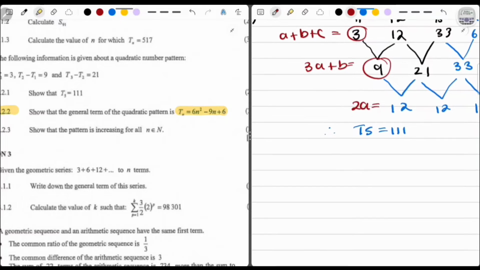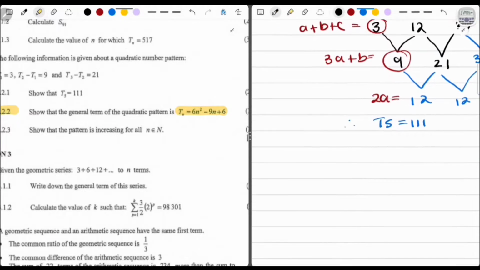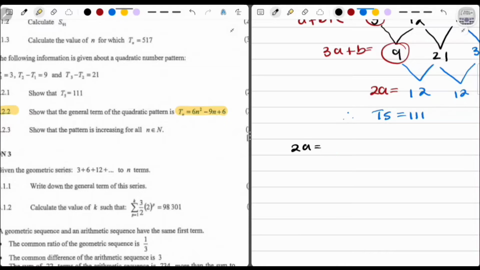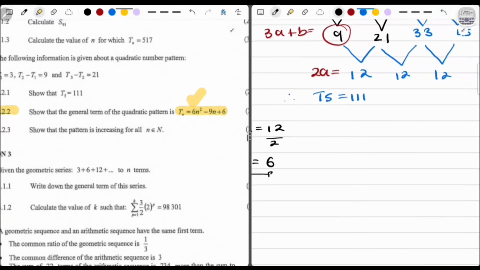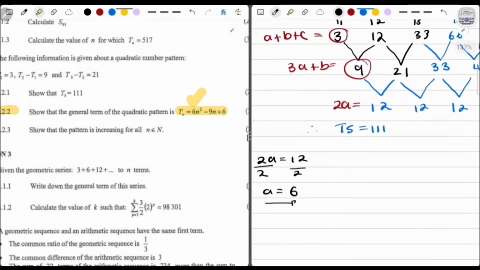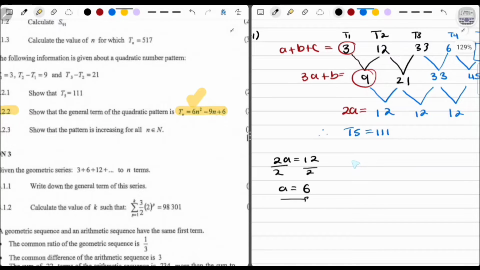That's all. Okay, so let's start from the bottom. You always start from the bottom. So 2a is equal to 12. And then if you divide both sides by 2, a is going to be equal to 6. So there we already have that 6. Then we're just trying to find b. So 3a, but I know what a is. It's 6 plus b is equal to 9.